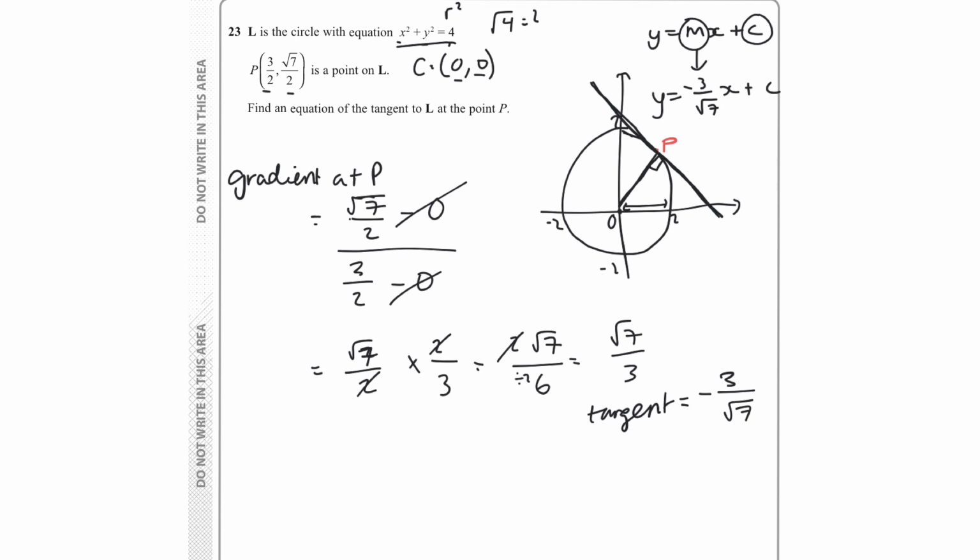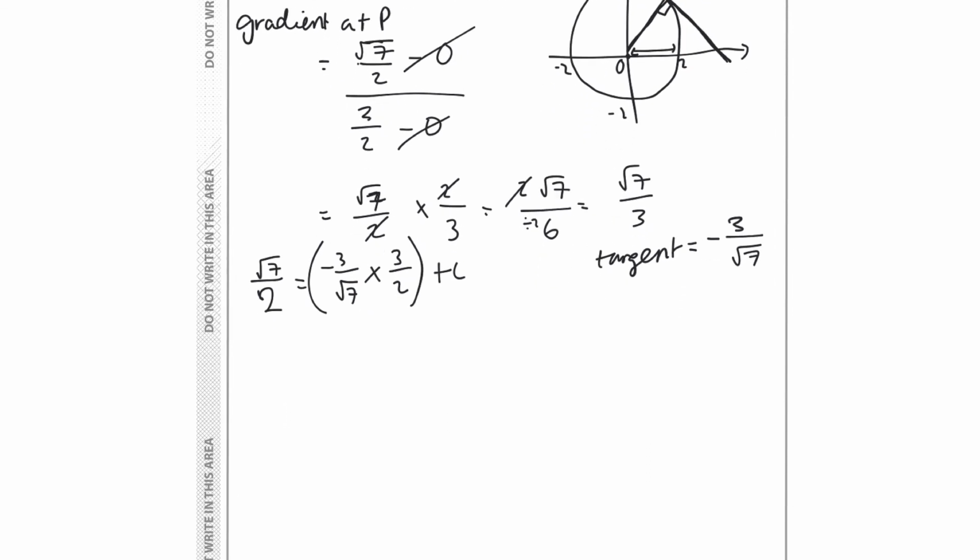So now to work out the plus c, because we know point P is on the tangent, we're going to substitute the x and y values of point P. So the y value is root 7 over 2. That's going to be equal to minus 3 over root 7, and then the x value of P was 3 over 2, plus c. By solving this we can work out what c is. So let's solve. So scroll down for more space. So root 7 over 2 is equal to minus 9 over 2 root 7 plus c.